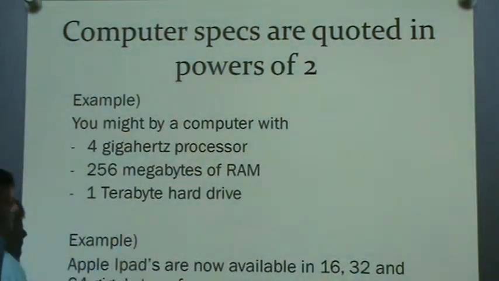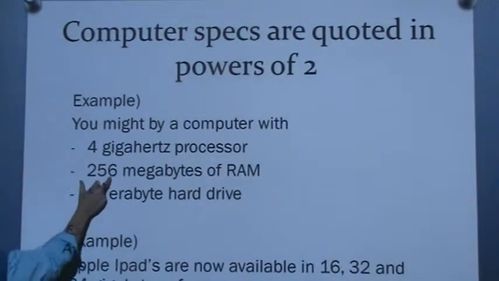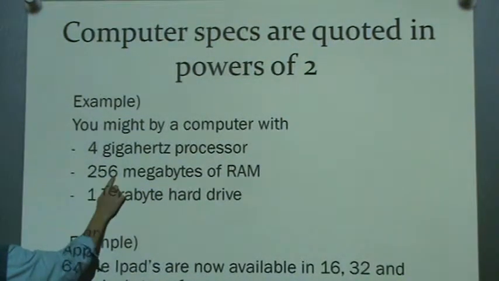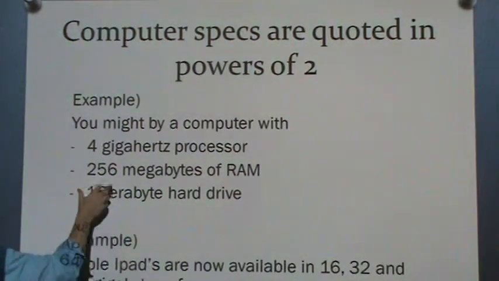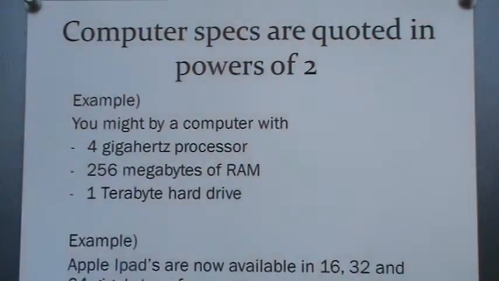256 megabytes of random access memory. They're all pretty much in gigas now. So if you multiply this by 2, this would be 512, and if you multiply that by 2, that would be 1024. So that would be 1 gigabyte of hard drive, and hard drives are now way over 1 gig.